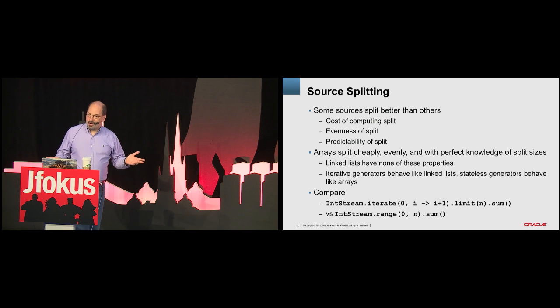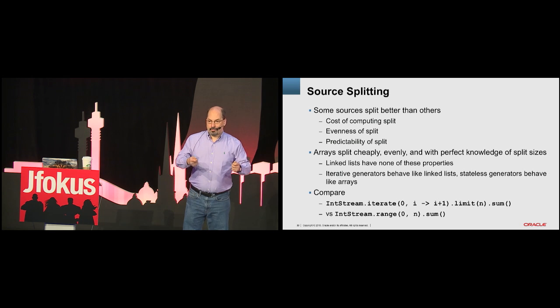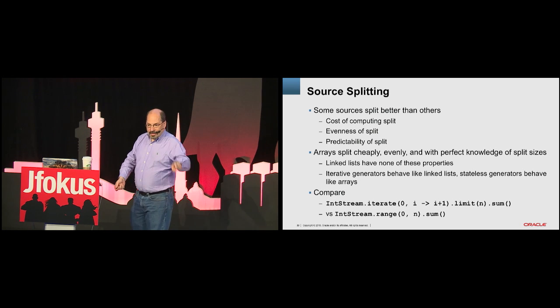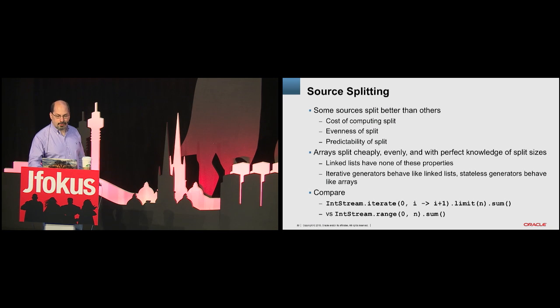Okay, so that's pretty straightforward. That's something you can spot. People will come to me and say, why am I getting terrible parallel performance? And you just point right at the source. Say, that source doesn't split. You're done. Okay, so let's say the source does split.